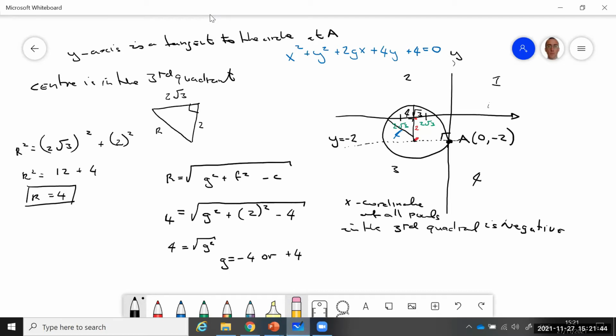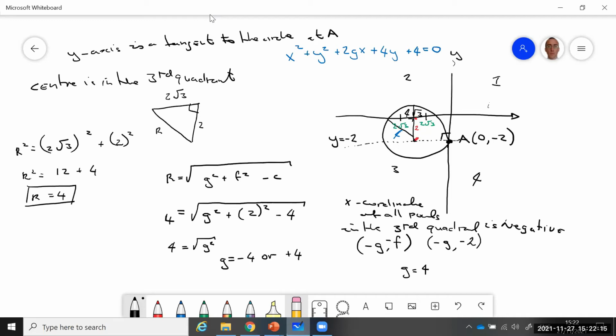And we know that the center of a circle is generally given by minus g, minus f, and we know f already. So f, we said, was 2. So to answer the question, is g negative 4 or plus 4? Well, g must be 4, in order to ensure that negative g is negative 4.